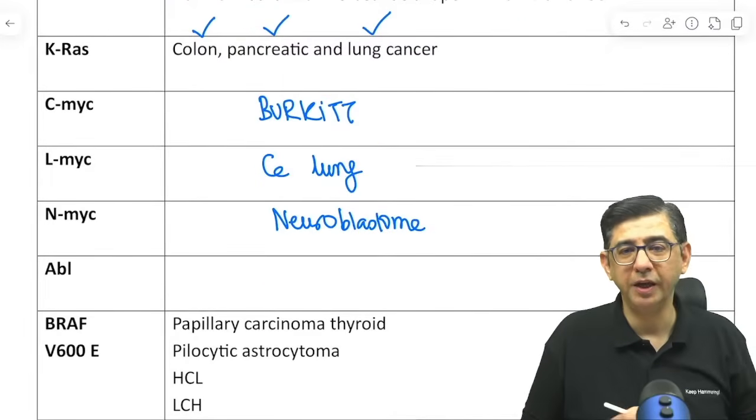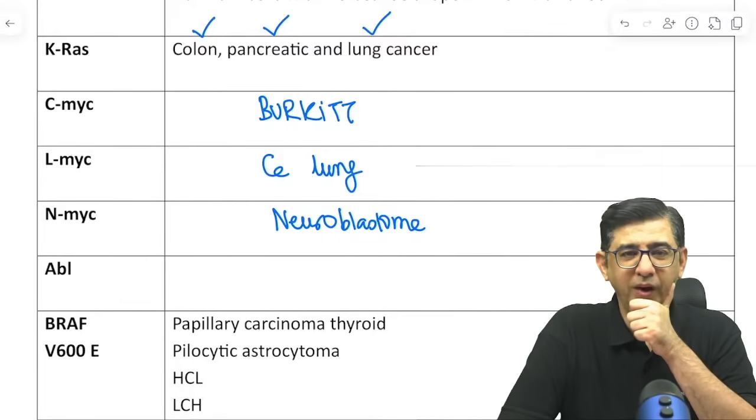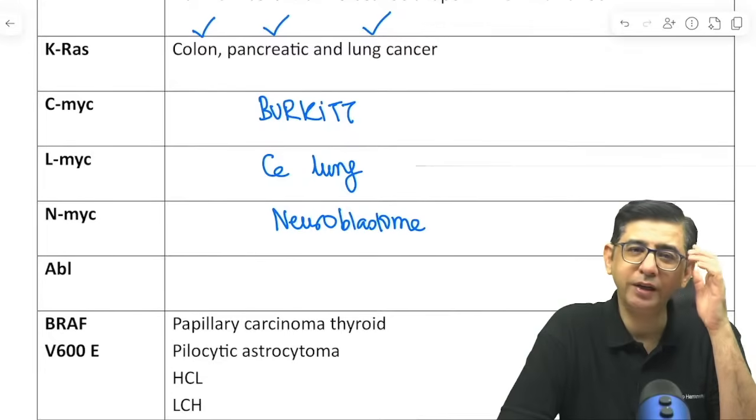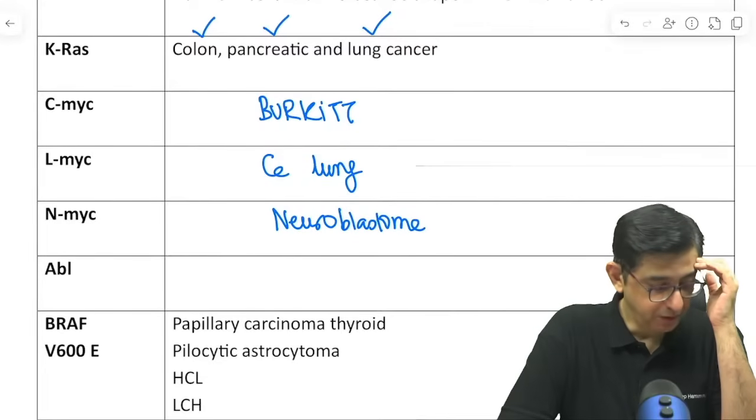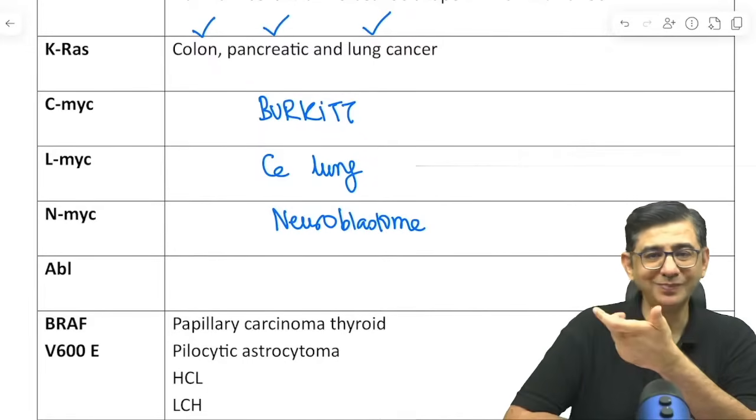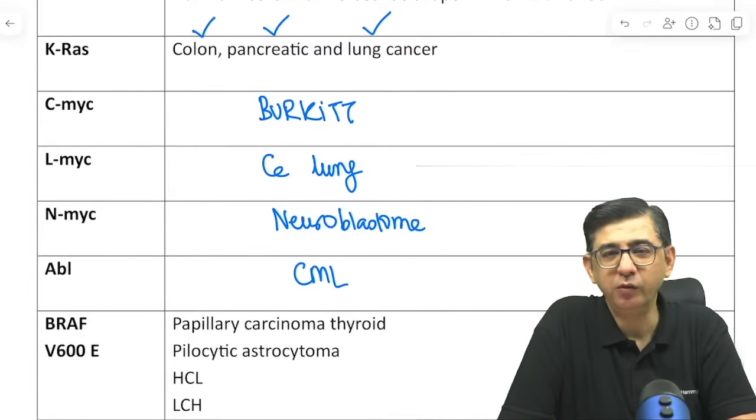And then comes ABL. Yes, guys, can I have an answer for the next one? BRAF is very, very enticing, so I'd like you to hold on that at the moment. Yes, guys, CMYC is Burkitt's lymphoma. Perfectly fine. BCR-ABL. BCR is break cluster region and ABL would be Abelson leukemia. That would be for chronic myeloid leukemia.